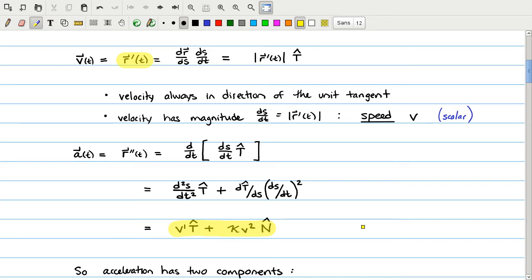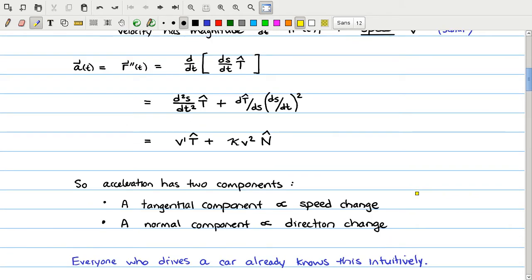And this has some very interesting interpretations that, in fact, you're already familiar with. You already know this formula. You just don't know that you know it. So what we see is that acceleration has two components: a tangential component proportional to the rate of change of speed, and a normal component, which is proportional to the rate of change of direction through this kappa term. It's also proportional to the velocity squared, but assuming a fixed velocity, this normal component is proportional to the rate of change of direction.